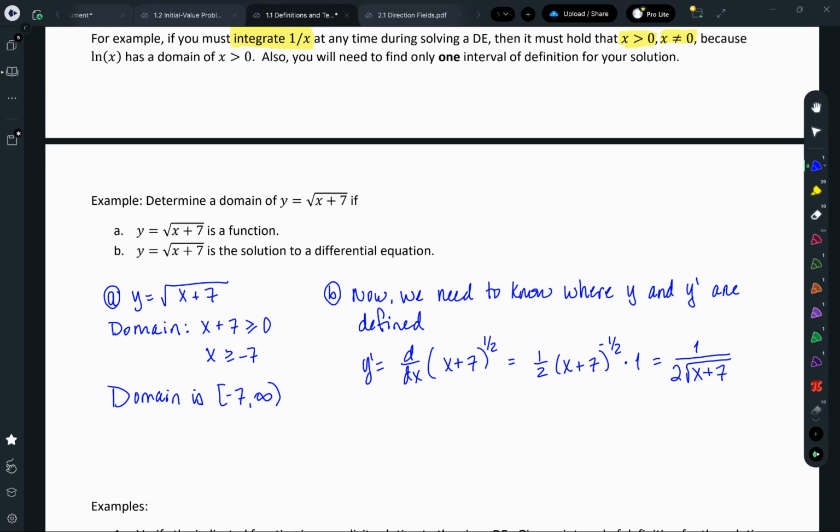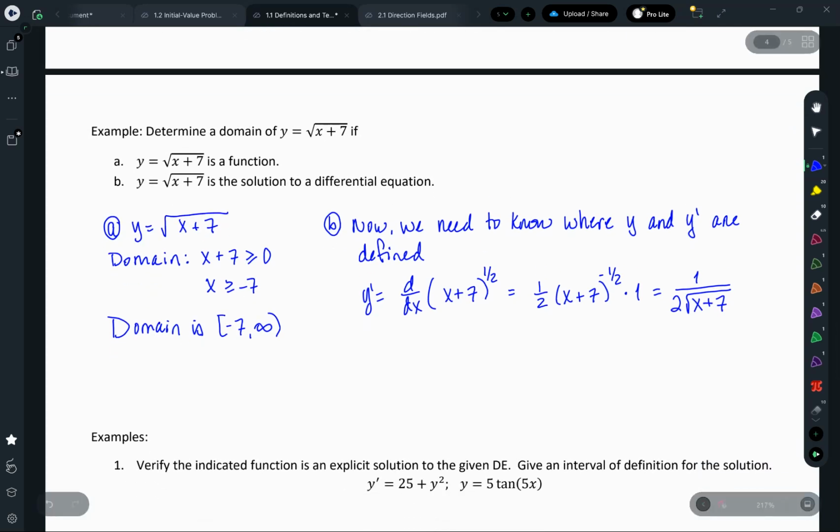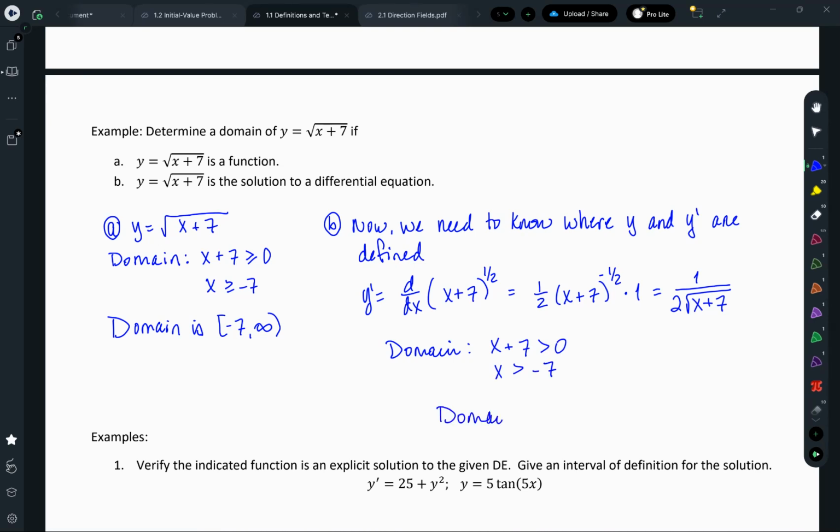So what I'm seeing is I still have a square root of x plus 7. It's not very different from the original function, but the issue is now we're dividing by the square root of x plus 7. That means that we can't have a 0 under the square root because the square root is in a denominator. And so we would have to say here for the domain that x plus 7 has to be strictly greater than 0, which means x is strictly greater than negative 7. And so the overall domain here in interval notation is in parentheses, negative 7 up to infinity.